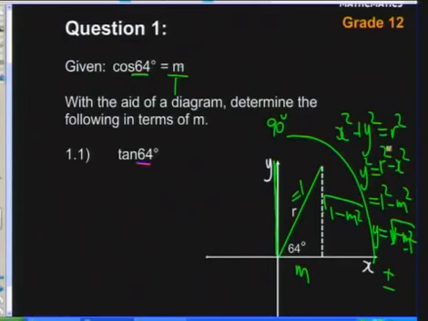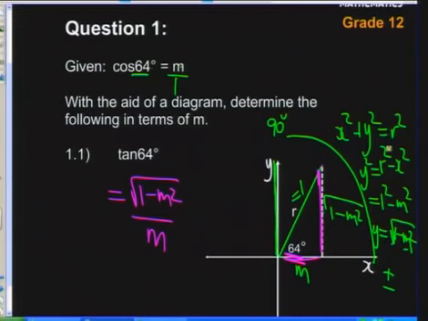Because I have 64 there and I also have 64 there, then I can use this diagram. What is tan? Tan is adjacent over hypotenuse. Sorry, it's not adjacent over hypotenuse. Tan is opposite over adjacent, which is my opposite over adjacent. So I'll get square root of 1 minus m squared over m. Great. I hope you can do this, guys.